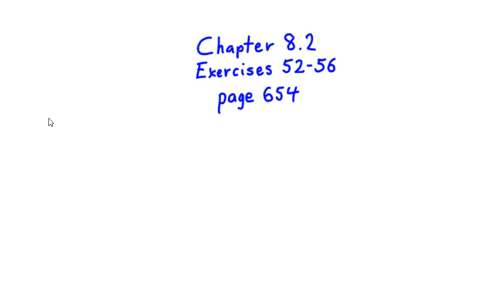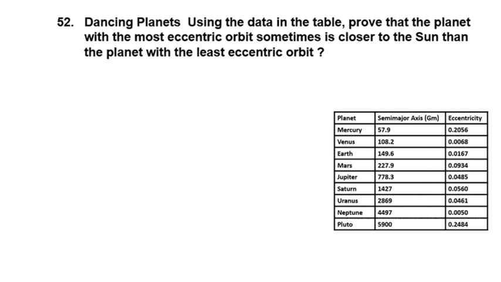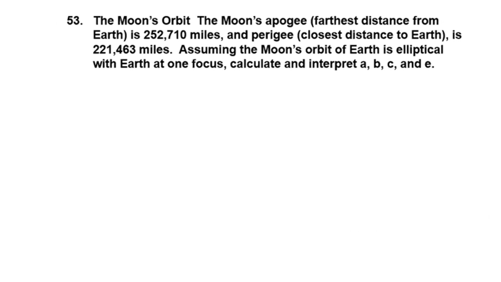Chapter 8.2 exercises 52 through 56. This section 8.2 in our book has to do with ellipses, and these exercises have to do with celestial bodies. And we're going to do the odd number problems in this set, which are going to be 53 and 55.